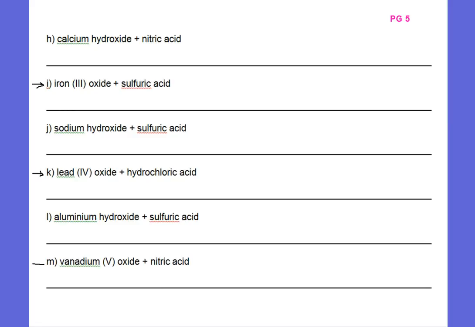Note the valency of the metal won't change in the reaction. So if it's, for example, vanadium 5 in the reactants, it'll be vanadium 5 something in the products as well. So pause the video, have a go at these, and then check your answers in a minute.